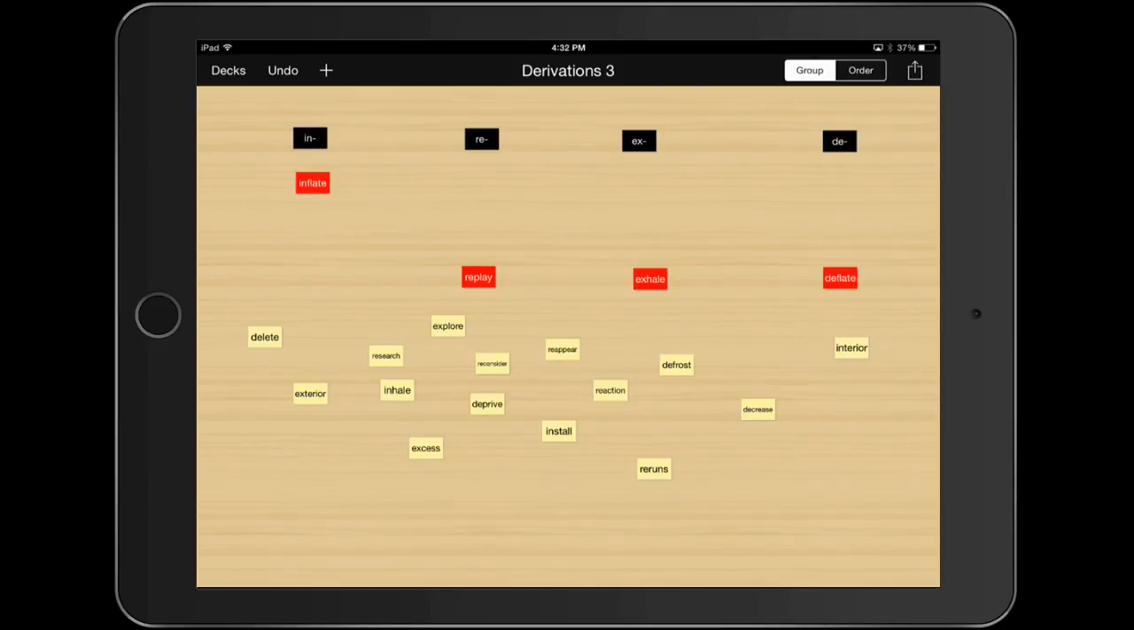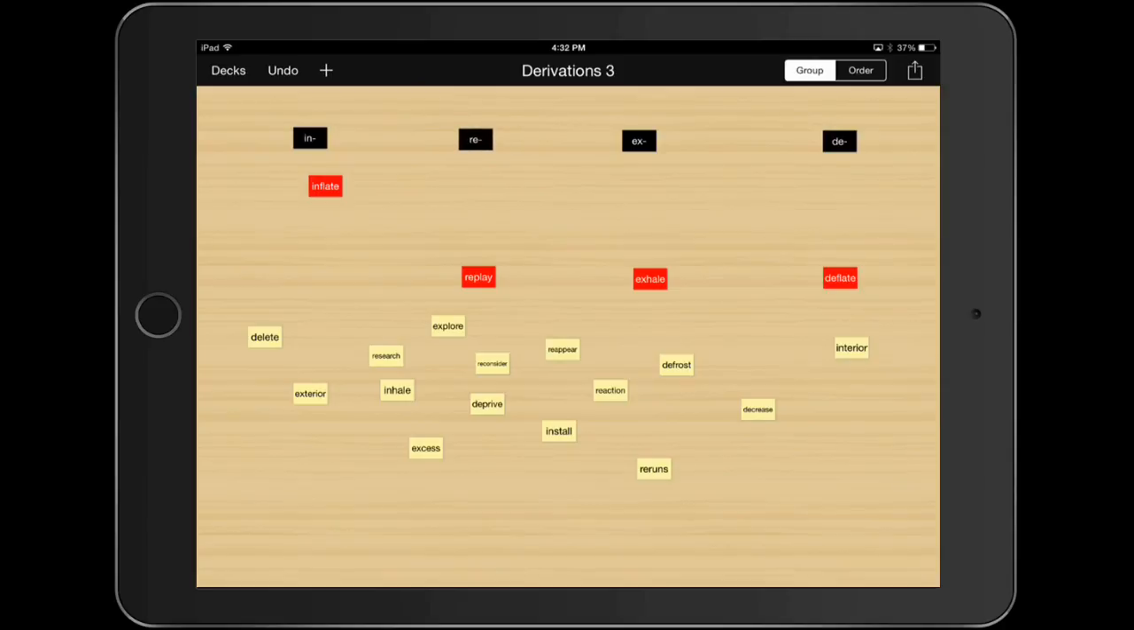Also notice that many of the words this week have base words that do not stand alone, which means you would never say the base word. There is no base word flate. So the prefix in always has to be attached to that word flate, but flate would never stand alone. Let's take a look at the meaning of that word inflate. Inflate means to put air into something.